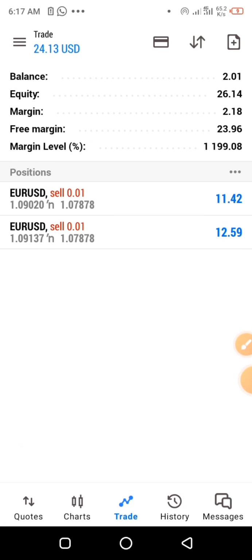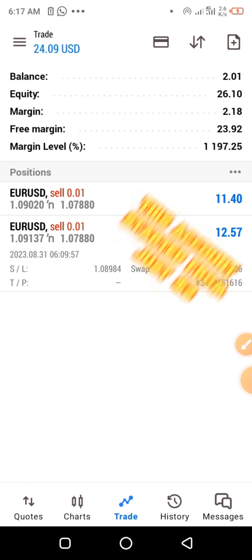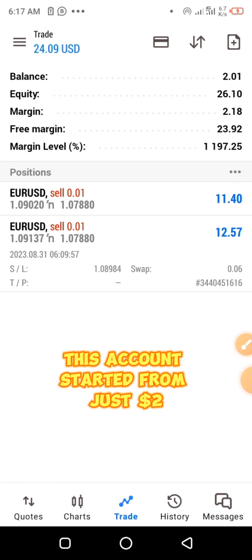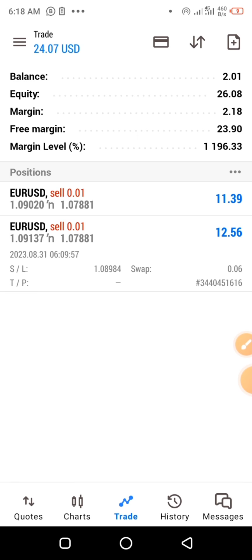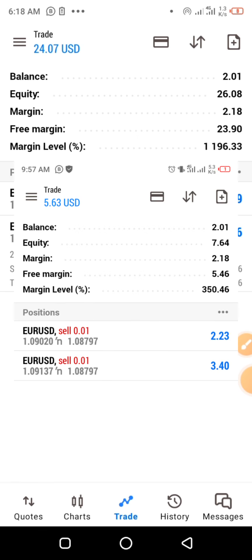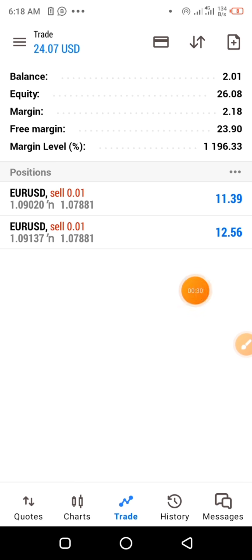Sharing with you a very wonderful Euro USD trading strategy. As you can see in this strategy, I'm running a $2 account. This is a $2 account, and this is a live trade. From a $2 account, we are currently at $26. We're in $24 profit, and this is a live account that we're using right here.